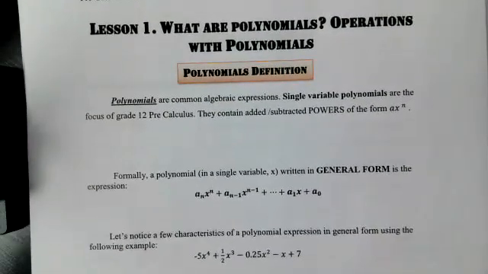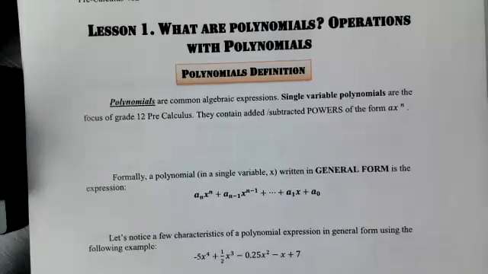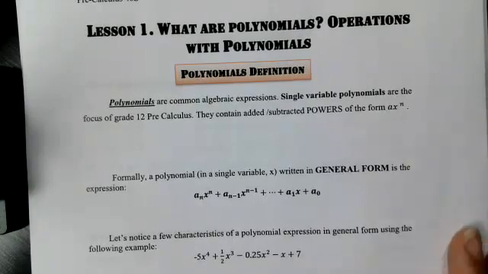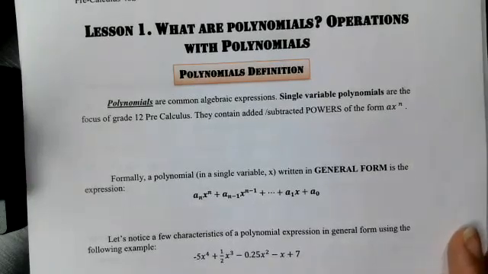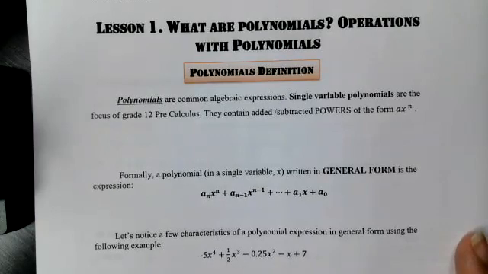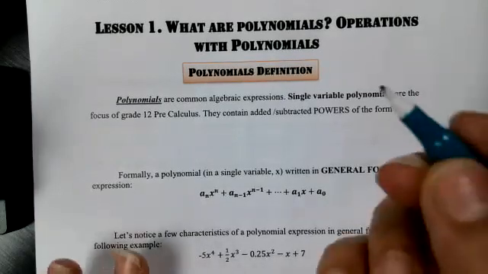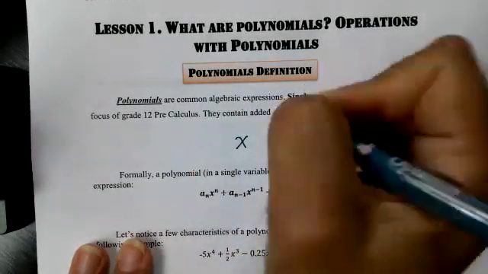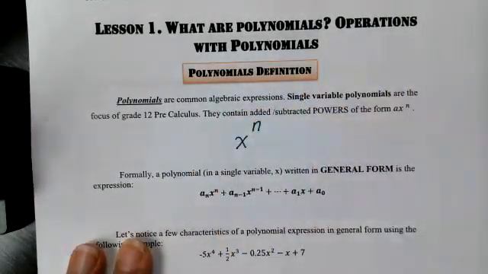Polynomial definitions. Polynomials are common algebraic expressions. You see them throughout pre-calculus and calculus. We will be focusing on single variable polynomials. That means they're only going to have one variable, x, in them. And they will be of these forms: powers, where x is the base of the power, and n is going to be a number.